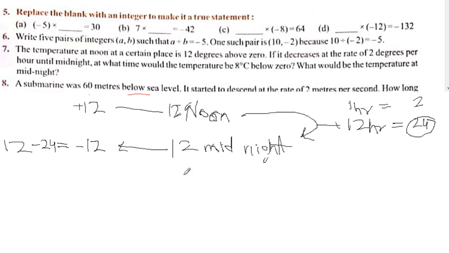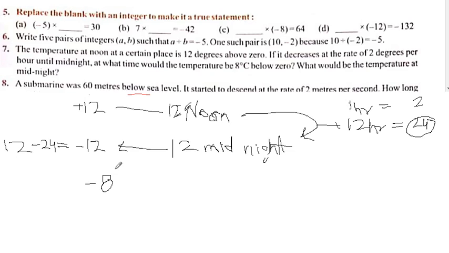It means at midnight, what is this temperature? Minus 12. Okay. One thing we need to find more: at what time would the temperature be 8 degrees Celsius below zero? For below zero, what do you write? Below zero means negative 8 degrees.